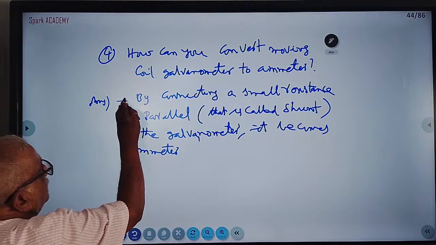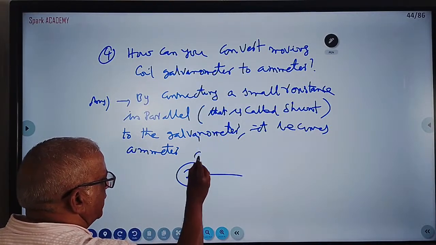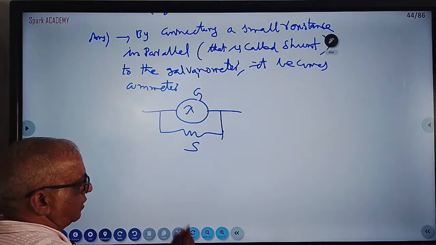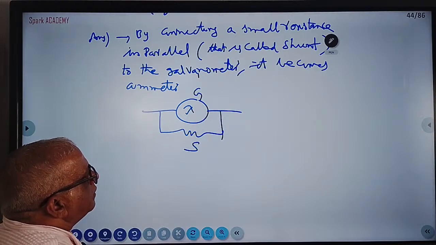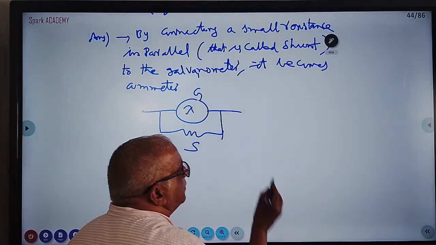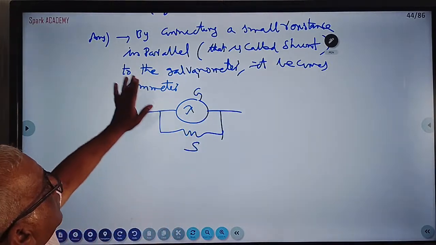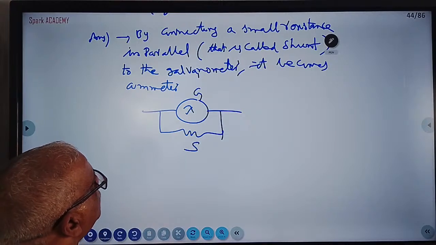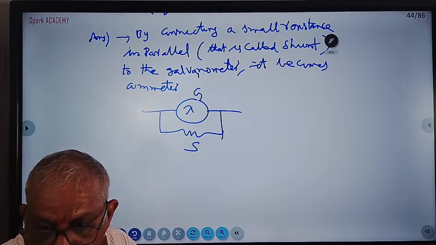So the resistance of an ammeter is low because of this. The galvanometer resistance is high, and you are connecting a very small resistance in parallel. So the galvanometer resistance is high, the shunt resistance is small, and the overall resistance of the ammeter is low. The question is, how do you convert a galvanometer to an ammeter? By connecting a small resistance in parallel, called a shunt, to the galvanometer, it becomes an ammeter.